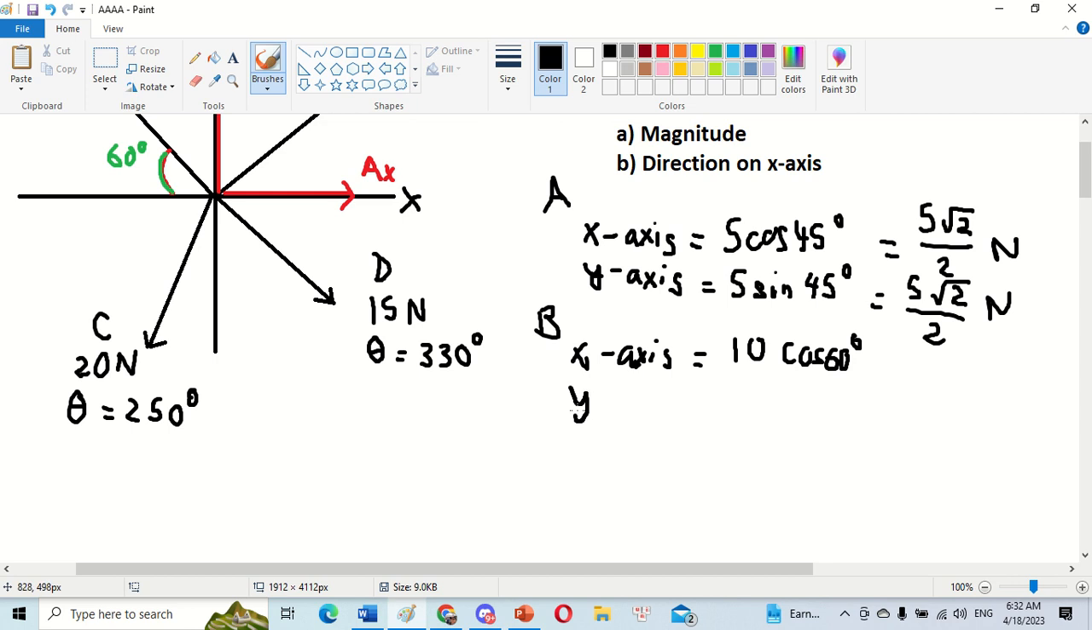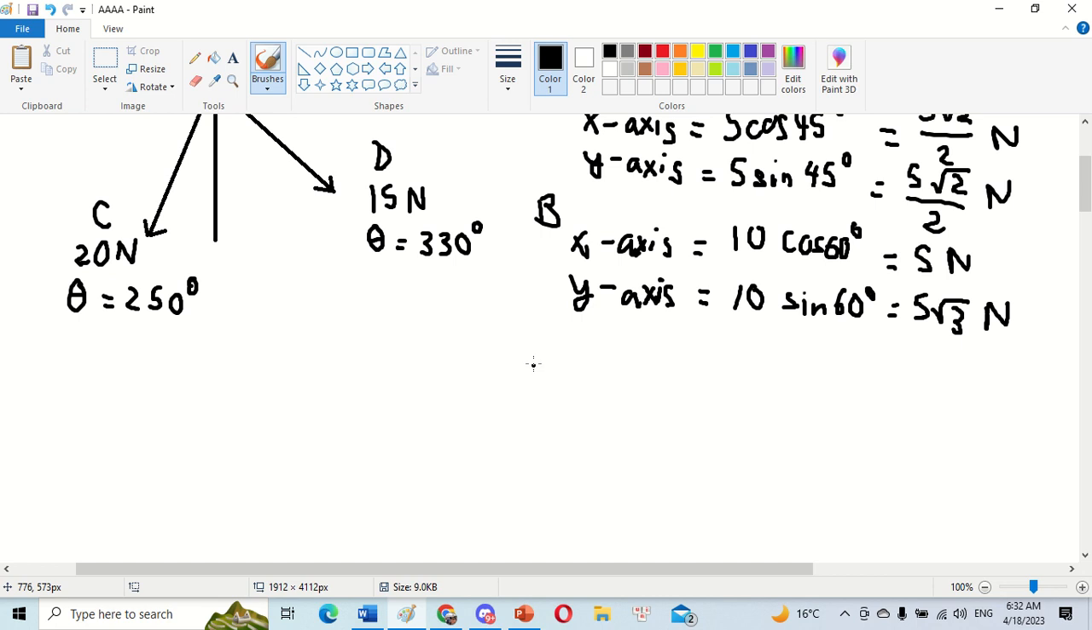And the next one, the y-axis, is 10 multiplied by sine of 60 degrees. So we calculate this one, and we have 5 for the first one. For this one, we have 5 with the square root of 3.